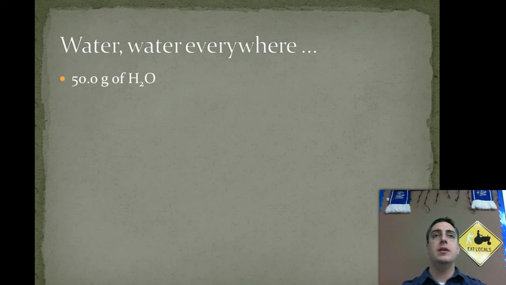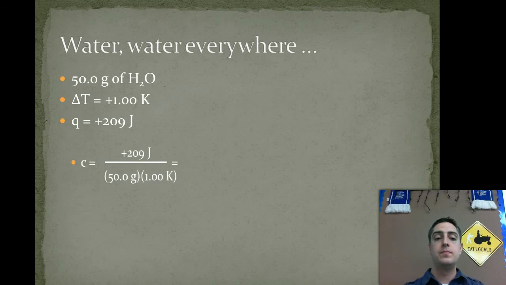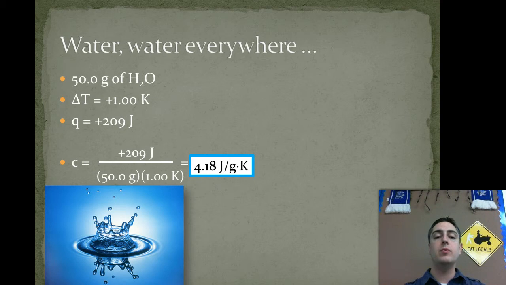So here's a quick example. Imagine you have 50 grams of water, and you change its temperature 1 Kelvin. So you only got 1 tick up in terms of temperature change. The amount of heat required to do that is 209 joules. If you plug it into our equation, you end up with a specific heat capacity of 4.18 joules per gram Kelvin.